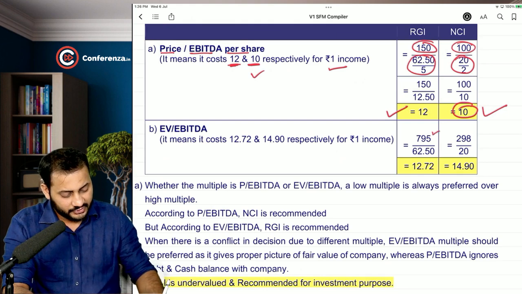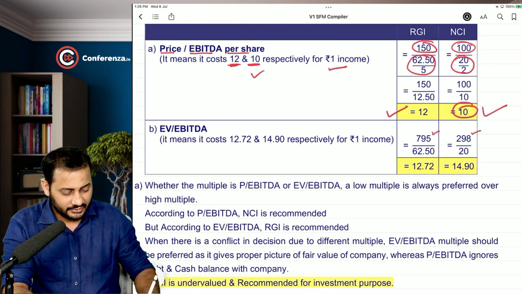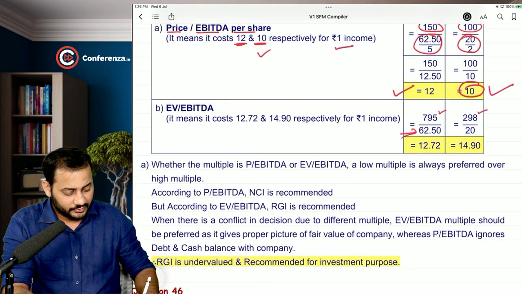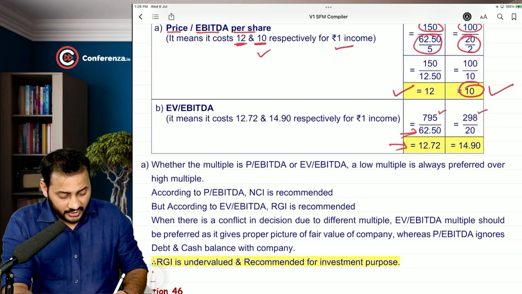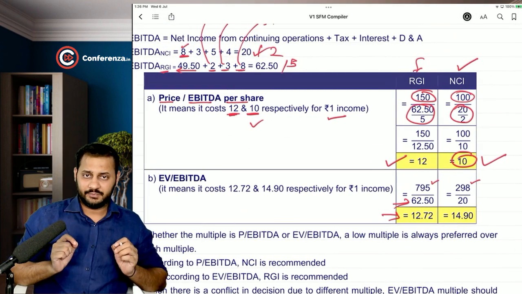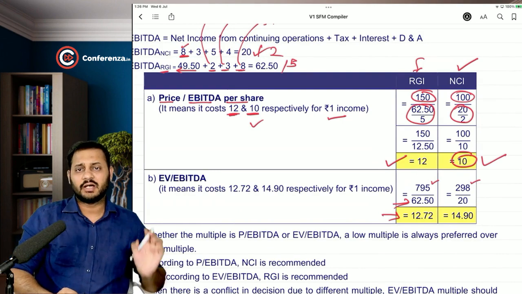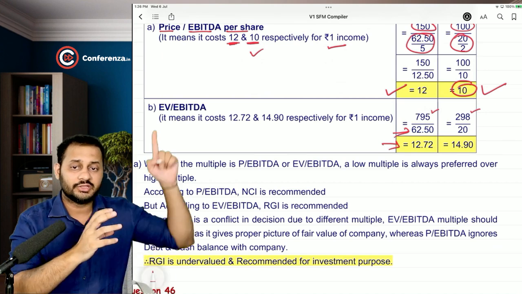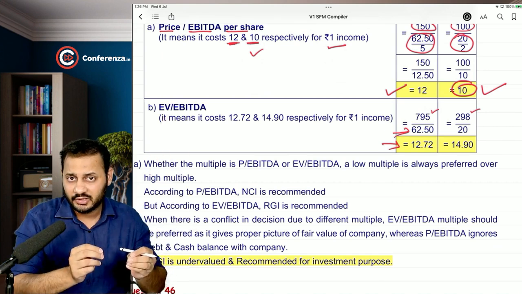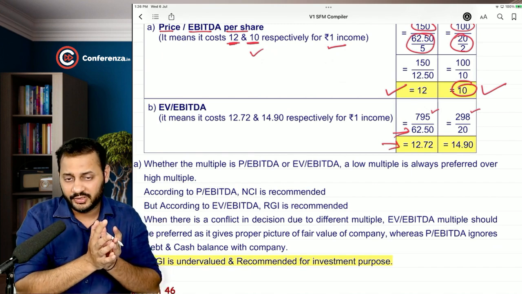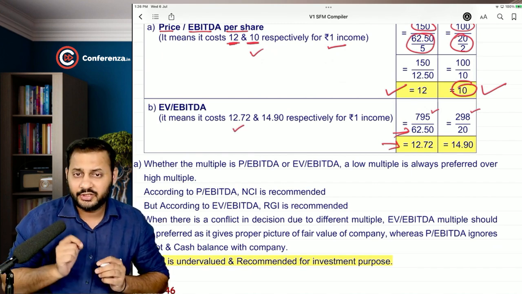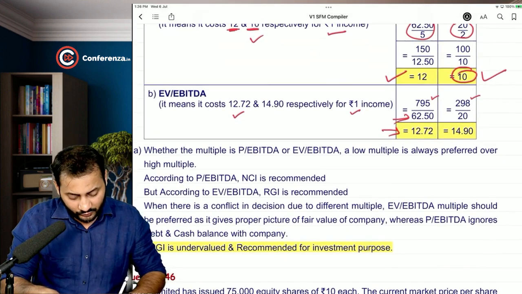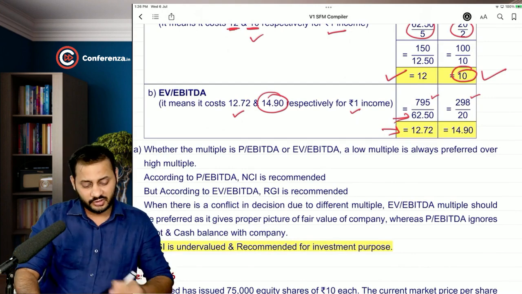So 795 is the total enterprise value here, 298 is here, and we have taken totals here. In this case, all the values are in total. The result comes to this. That means if you buy RGI company, it will cost you, I'm not saying you will have to pay, because enterprise value doesn't mean the market price. It means the total cost that you have to bear. So you will have to bear 12 rupees 72 paisa as the cost for 1 rupee of income in RGI, whereas you will have to bear more in NCI for the same income.